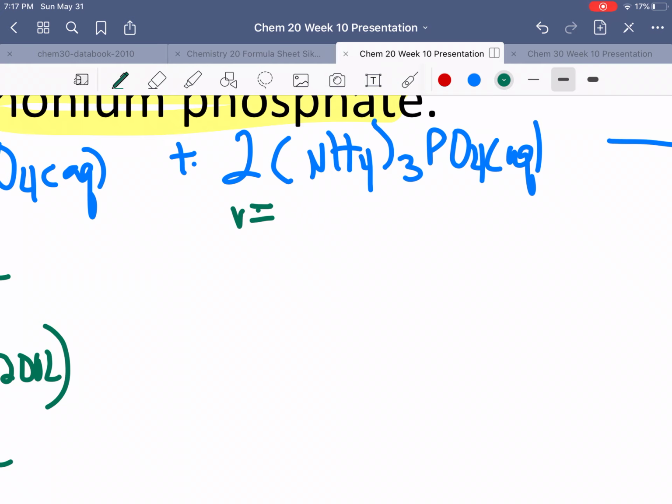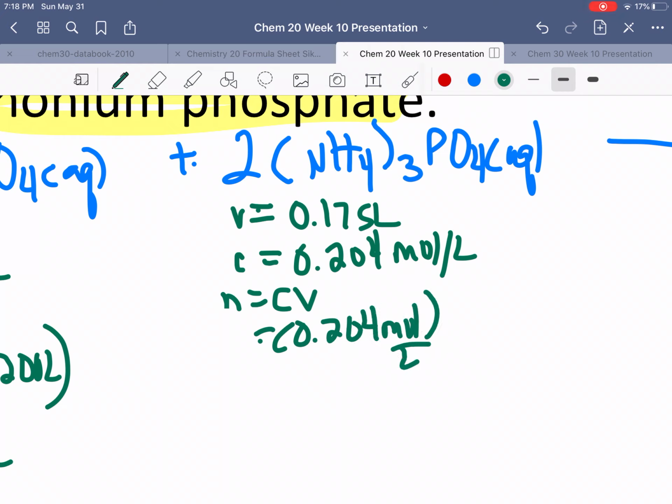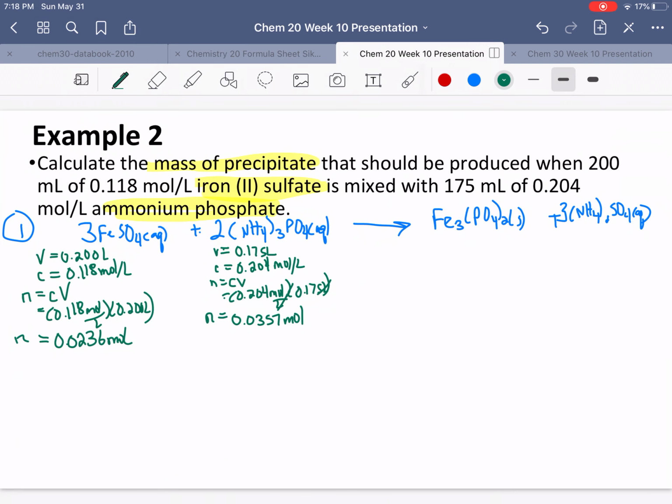V equals, divide that 175 mils by 1,000. So we've then converted it into liters, 0.175 liters. Concentration is 0.204 moles per liter. Calculate it. n equals C times V equals 0.204 moles per liter times 0.175 liters. Liters cancel out. Number crunch, number crunch. The number of moles of the ammonium phosphate is 0.0357 moles. Okay, we're at that point again.